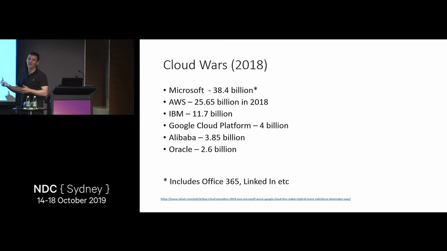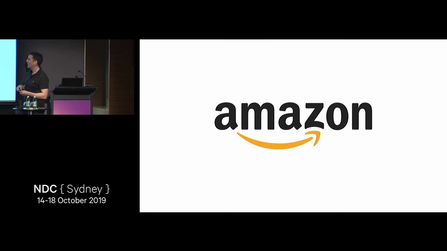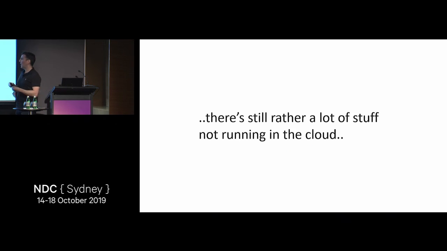Now, whilst some of these services are delivered over the cloud and are cloud-based, in terms of being able to compare infrastructure, I'm not sure they should be included in there. And the winner there is undoubtedly Amazon, as reported by multiple analysts. I don't think it ultimately matters, but what I want to draw your attention to is that there's still rather a lot of stuff not running in the cloud.